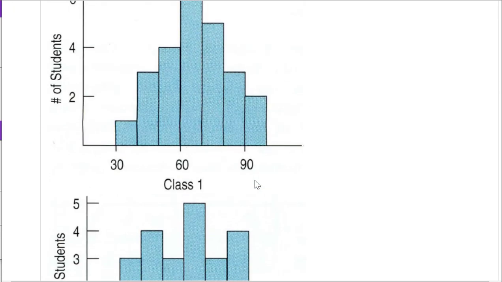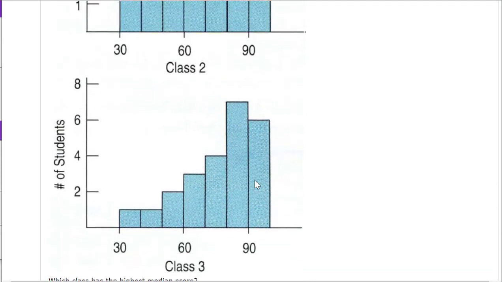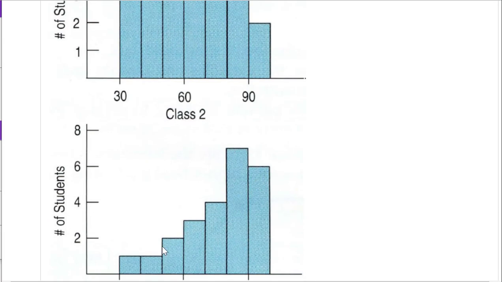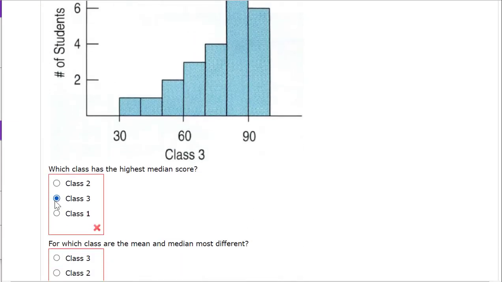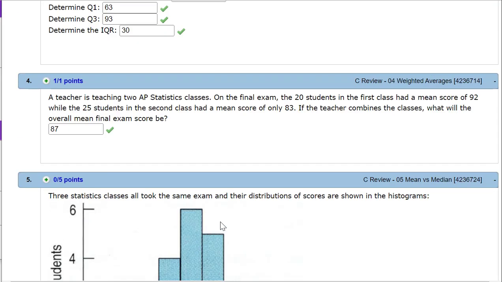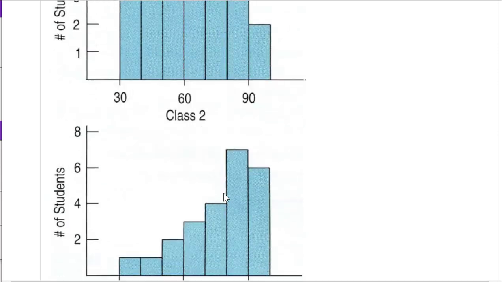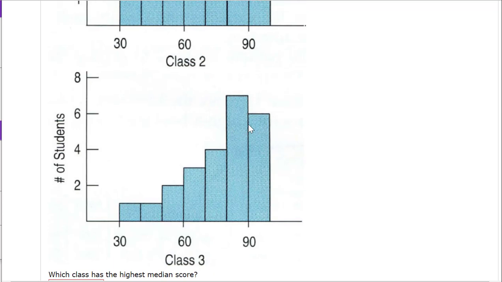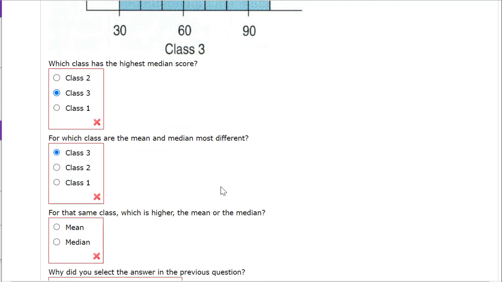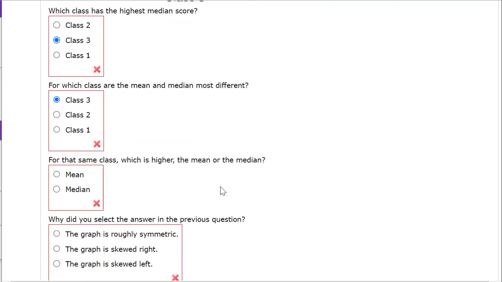I'm going to say class 3 has the highest median, right? Because the halfway point where half the data points, it's got to be class 3. For which classes are the mean and the median most different? That would be also the most skewed class. These two are somewhat symmetric. So pick the class with the most skew, because when you stretch the data out, like you're pulling the data to the left, that is pulling the average, also known as the mean, away from the median. For that same class, which is higher, the mean or the median?